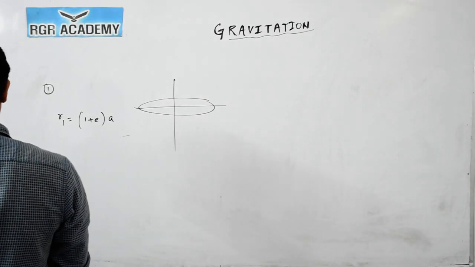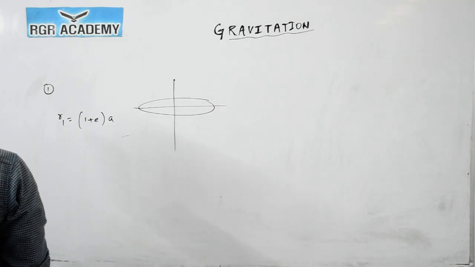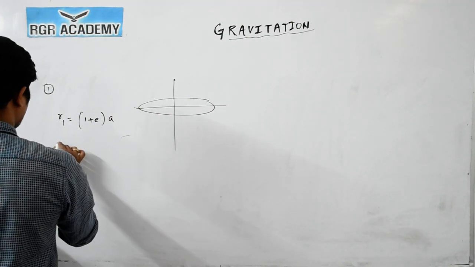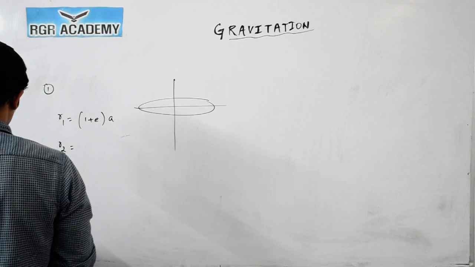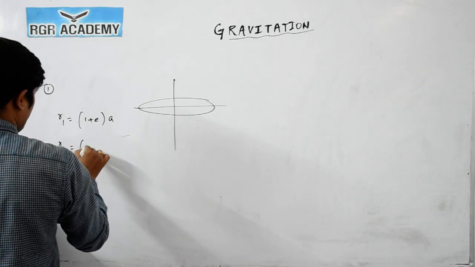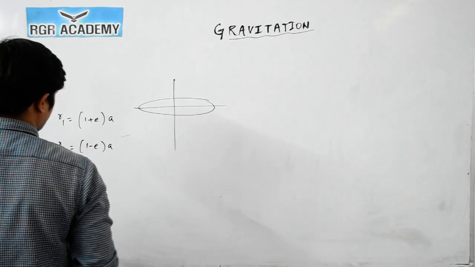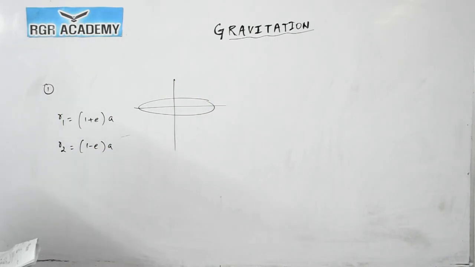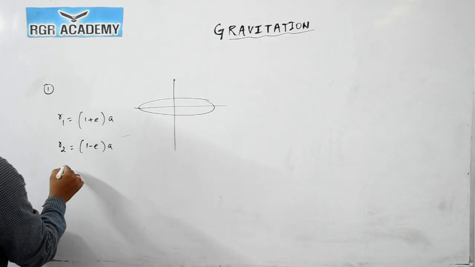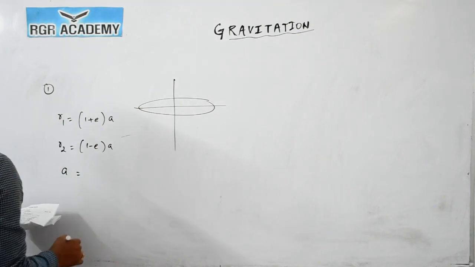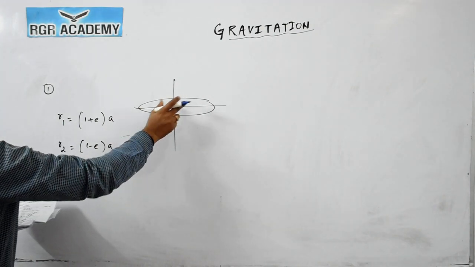Okay. And second one we can write as R2, the minimum distance, will be equal to (1 minus e) into a. Clear? Now, the planet is moving around the Sun in an elliptical orbit. So a we can calculate from here. So a is the semi major axis.